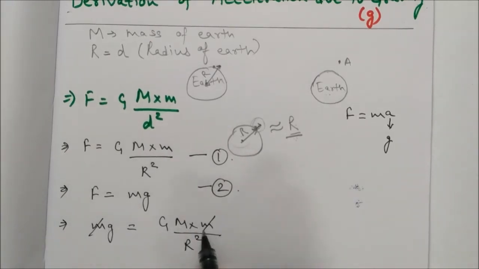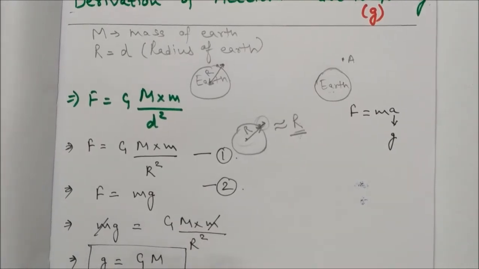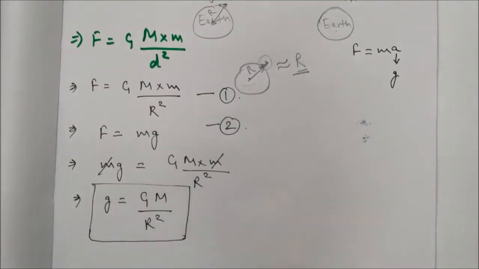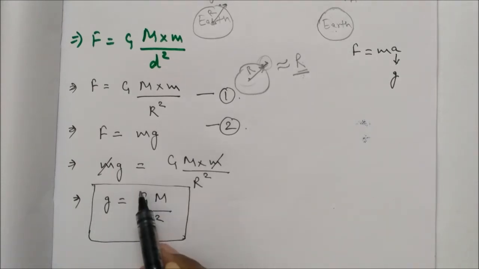So m and m will get cancelled. It will be g is equal to G M upon r square. This is the formula of acceleration due to gravity. Here acceleration due to gravity depends upon G, M and r square. That means acceleration due to gravity is dependent on the universal gravitational constant, the mass of the earth, and the radius of the earth.